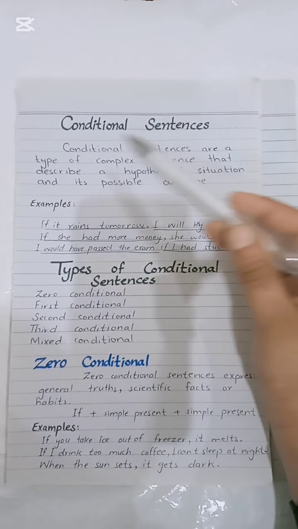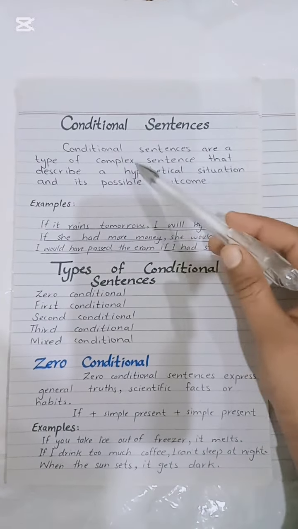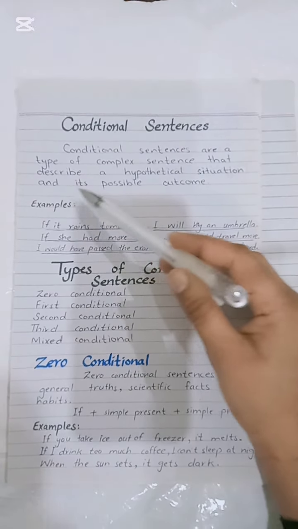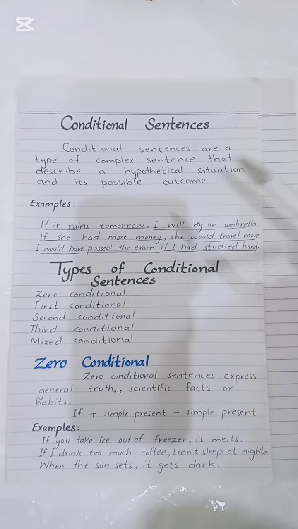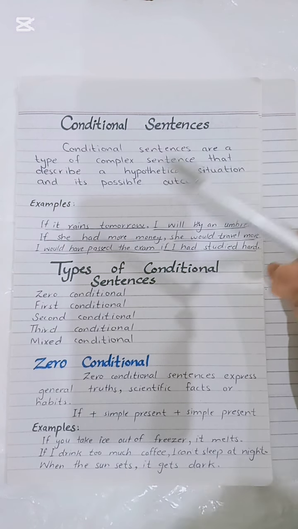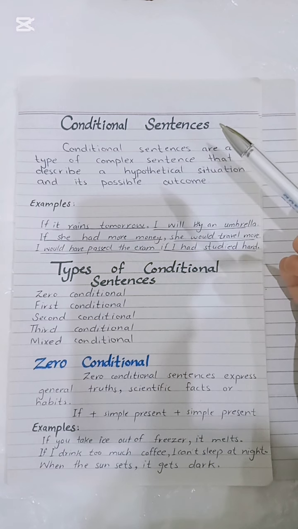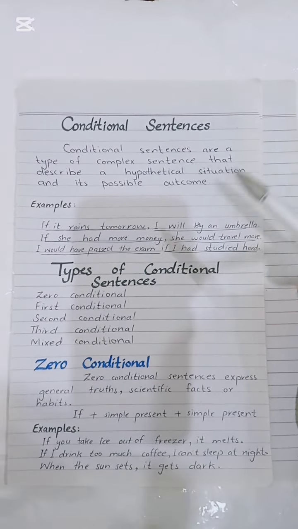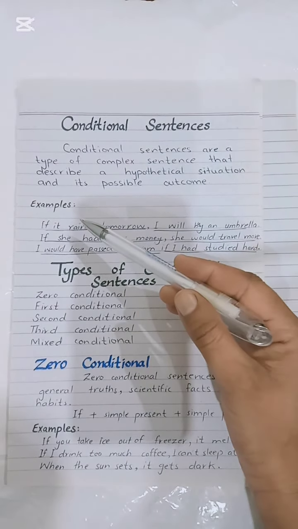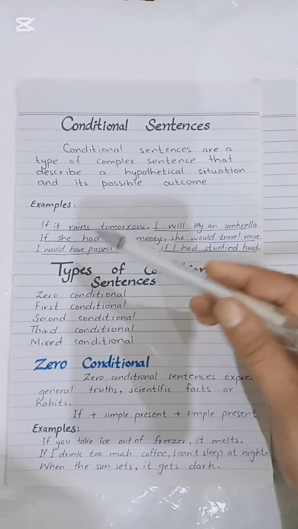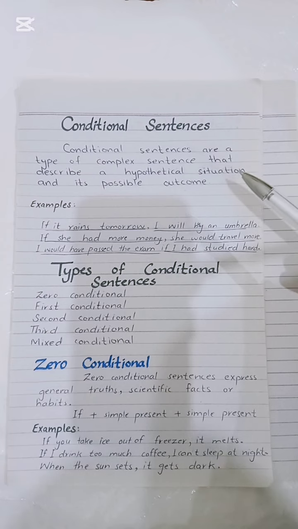Conditional sentences. Conditional sentences are a type of complex sentence that describe a hypothetical situation and its possible outcome. In simple words, conditional sentences describe uncertain situations and their results. They also tell advice, possibility, or habits. Conditional sentences consist of two clauses, a dependent clause and an independent clause.